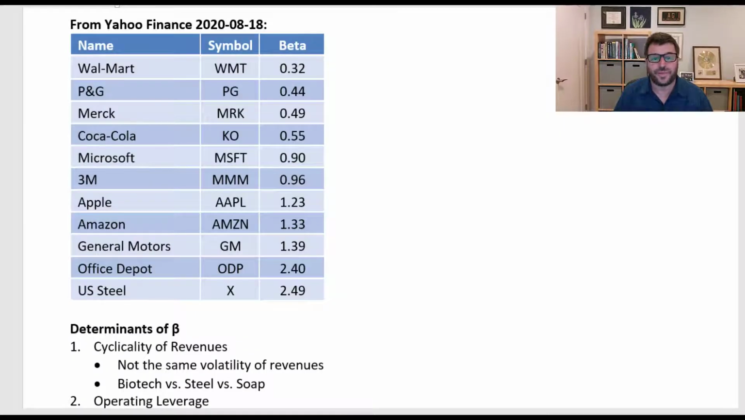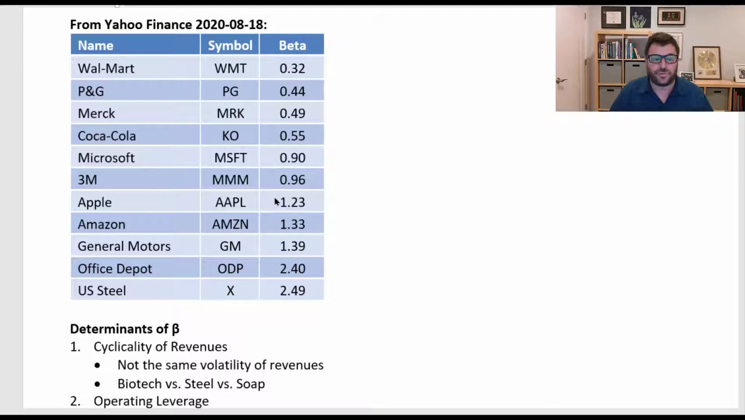We now know how to calculate beta. Here are a number of values that I collected from Yahoo Finance in the middle of August. And so you can see that Walmart had a beta of 0.32. It's a discount retailer. P&G, which makes consumer products, has a slightly higher beta. Merck Pharmaceuticals is at 0.49.